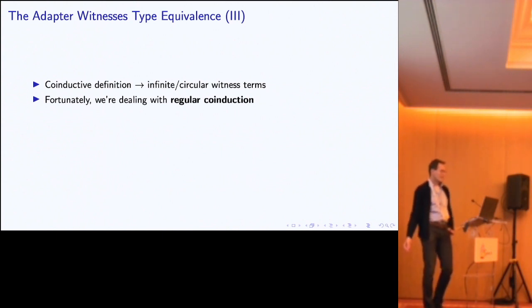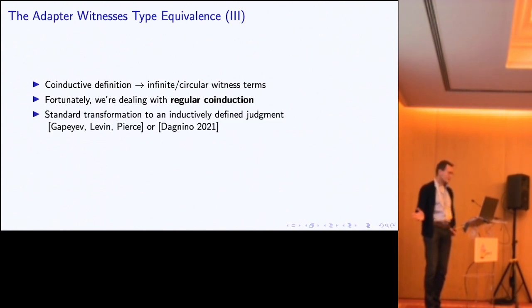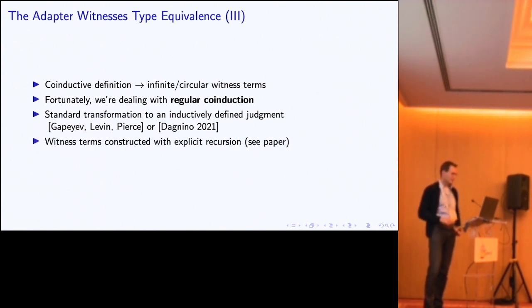But fortunately, since all the recursion is introduced with mu's, we actually have regular co-induction, which means that in such a proof tree you only have finitely many different subtrees, which means you can turn the whole thing into an inductive definition. This is more or less standard, so you can find it in the paper by Gay, Levin, and Pierce, and in a newer one by Danielsson. He spent quite a lot of work on that. There's a standard transformation, which I'm not going into, but you can look at it in the paper.